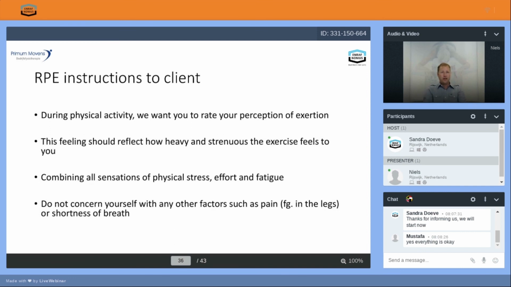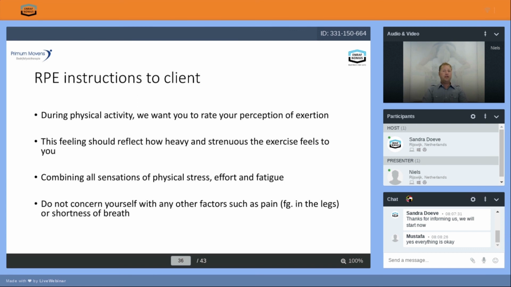When you instruct a patient using these Borg scales, it's really important to take the time to instruct your patients. And there are 8 items that you should discuss with your patients. What you should tell your patient is that during the physical activity, we want you to rate your perception of exertion. We want you to rate your activity level and how difficult you experience it. This feeling should reflect how heavy and how strenuous the exercise feels to you. So it's all about the sensation, how intense it feels.